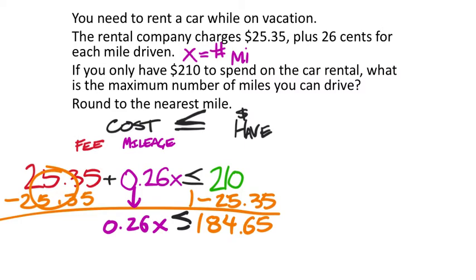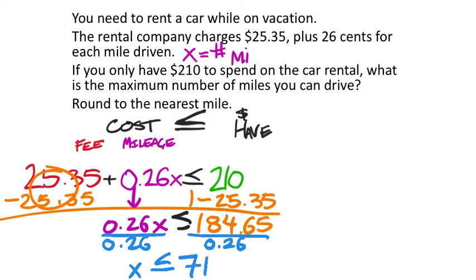Remember, since this is a word problem, we should be able to interpret this as we go. And now I'm going to divide both sides by 26 cents. So 0.26, 184.65 divided by 0.26, enter, and I get x has to be less than or equal to 710.1923 and some change, okay, something like that.